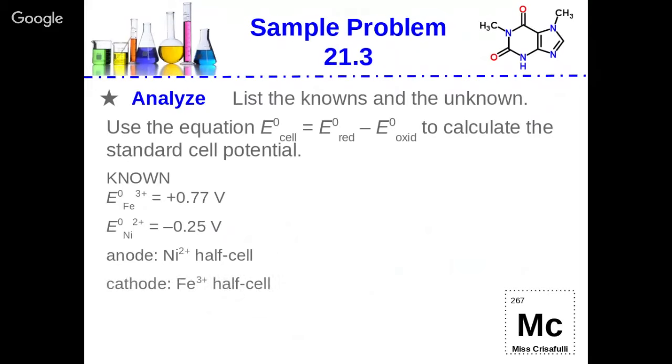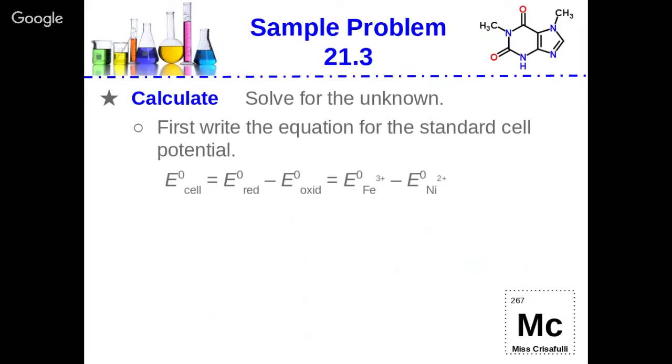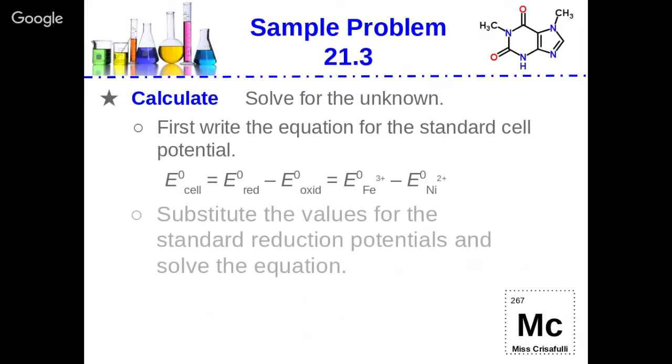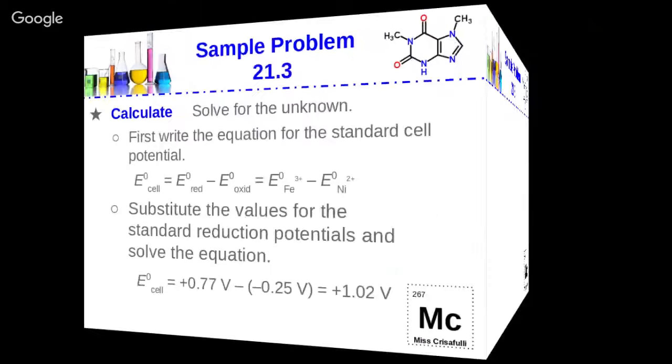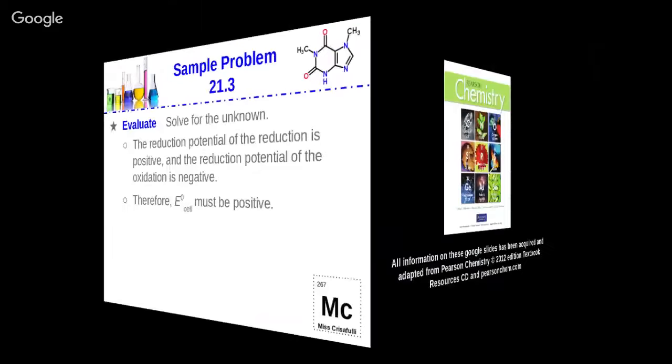We know what the anode is and we know what the cathode is because we're comparing, remember, our values. More positive reduction potentials are going to be reduced, more negative ones are going to be oxidized. And then what we don't know is what the overall E cell is. So we are going to plug them into the equation. Remember, it's reduction minus oxidation. We're going to substitute our values in, and we're going to solve for a positive 1.02. So the reduction potential of the reduction is positive, and the reduction potential of the oxidation is negative. Therefore, the E cell must be positive.